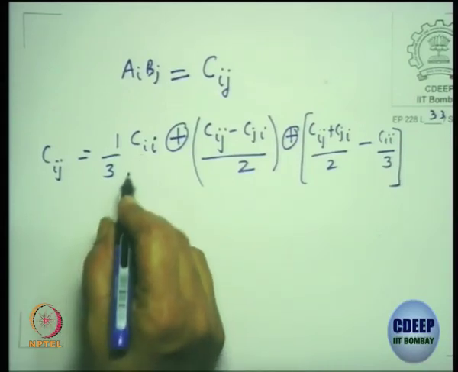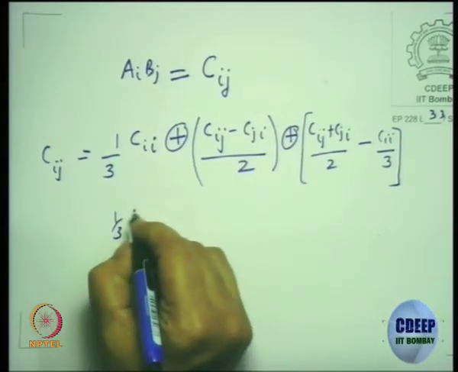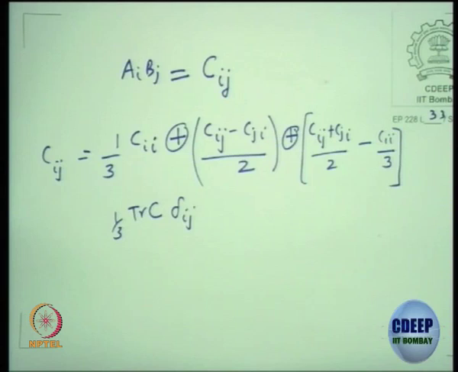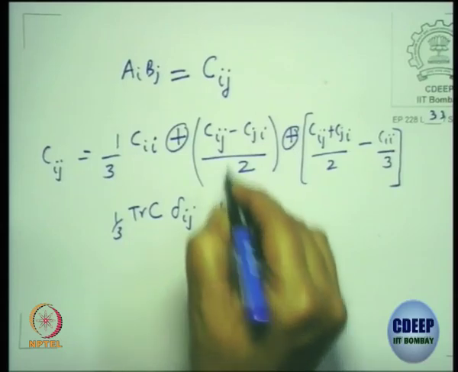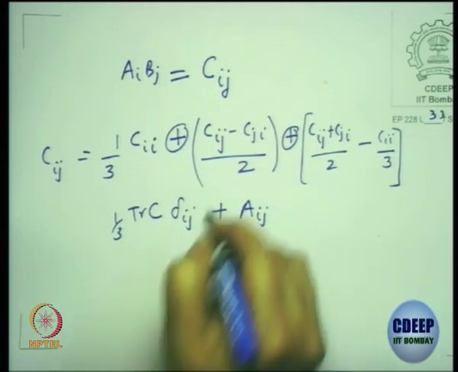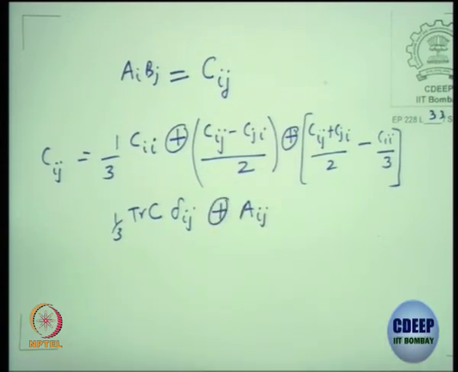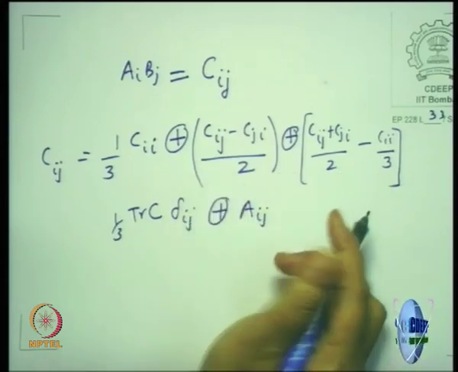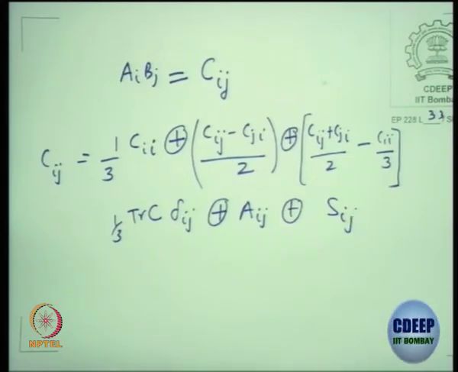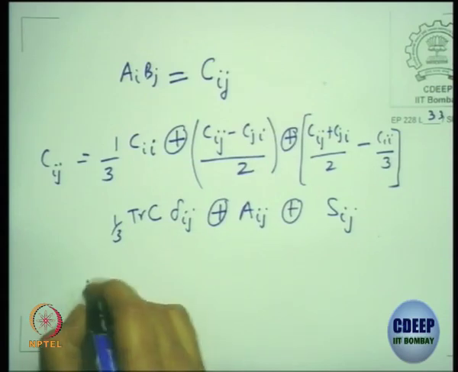This I can write as 1 by 3 trace of C times delta Ij. This I will write as Aij. Okay, this bracket I will write as Sij. Can someone check whether trace of Sij is 0 or not? Can you check?